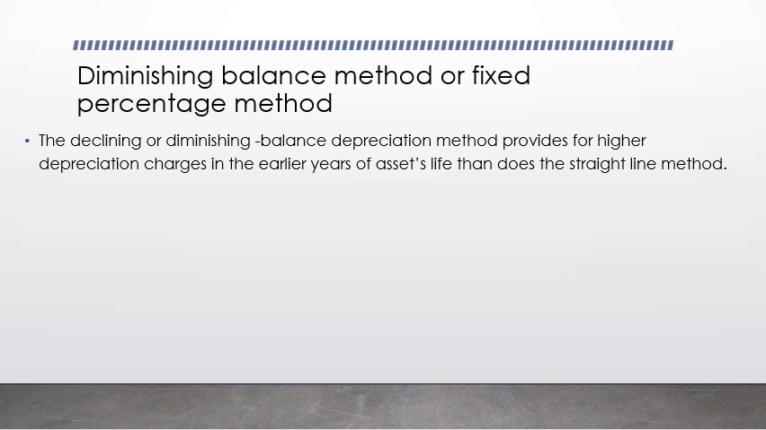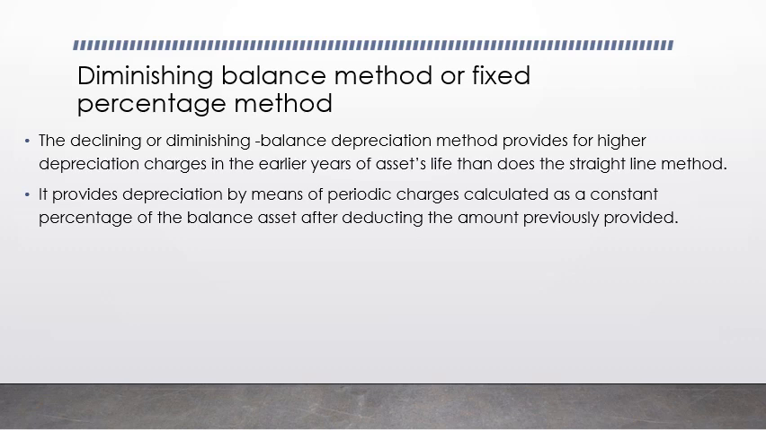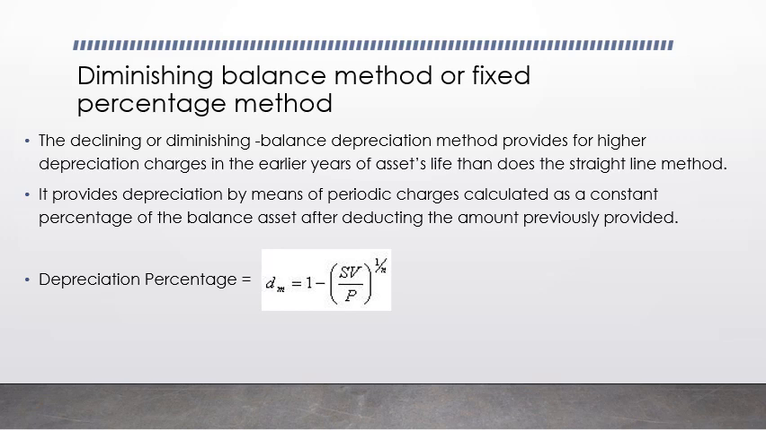In the straight line method it was uniform throughout, whether it is for the first year or the second year or the third year. Every year the depreciation charge was uniform, whereas in the diminishing balance method or declining balance method, as the name itself suggests, it is calculated as a fixed percentage of the total value of the asset that it has every year. So that is how it is calculated. It provides depreciation by means of periodic charges, and the formula is given by 1 minus (SV divided by P) whole raised to 1 by N, where SV is the salvage value, P is the initial amount, and N is the number of years or the life of the asset.